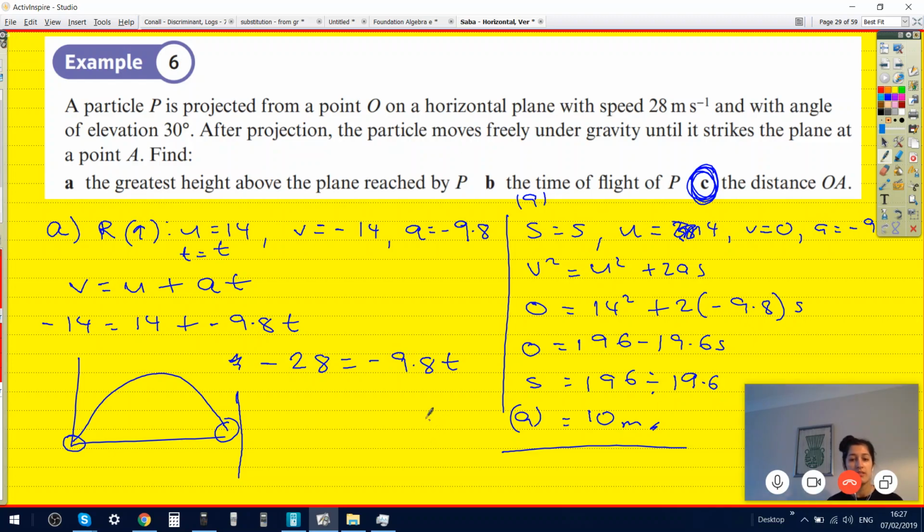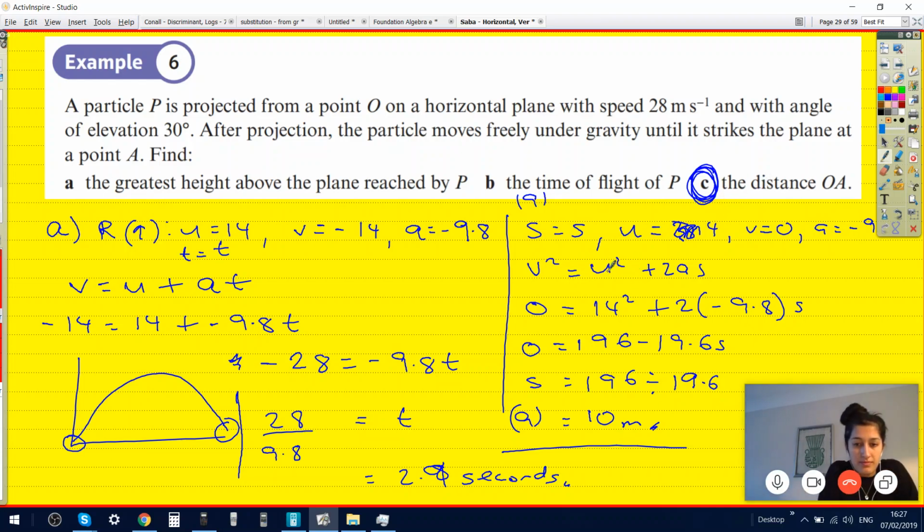Minus 28 divided by minus 9.8 is 2.9. That's the answer. And then you just do what you did before.